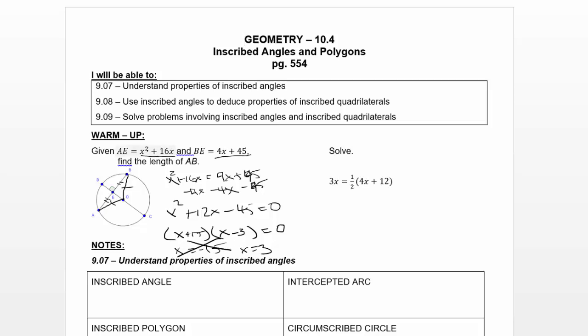Plug in 3 though. 3 squared is 9. 16 times 3 is 48. 9 plus 48 is 57. So 3 does work. Similarly, 3 times 4 is 12. 12 plus 45 is 57. 3 works. So the length of AB is, plug that in, and you get 57.